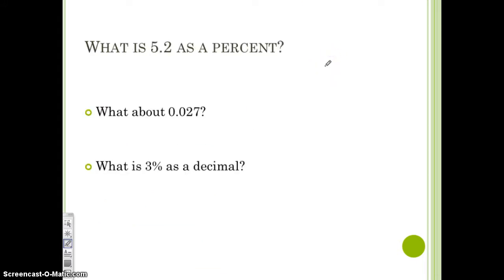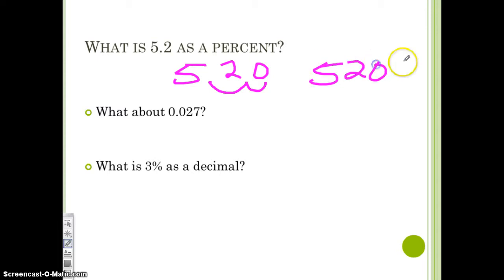All right. Be able to convert percents to decimals and decimals to percents. So if we have 5.2, what would that be as a percent? We move the decimal 2 places to the right. 5.2 is the same thing as 520%.